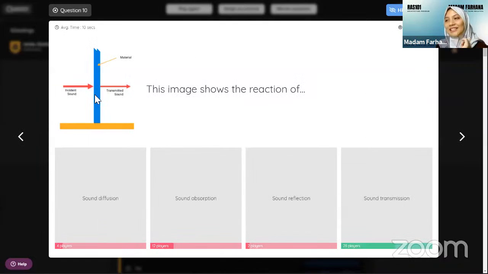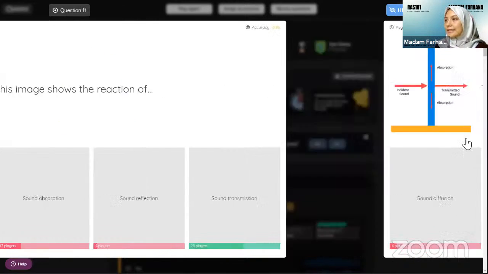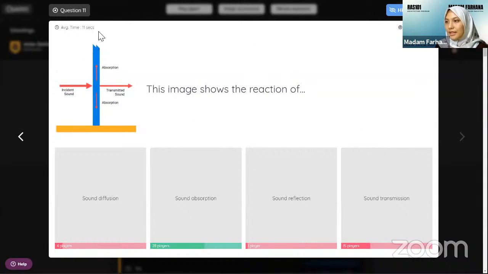This one also, the answer is already there. So this is sound transmission. This is not sound absorption yet. This is sound absorption. Okay, because actually this one, you will get the answer if you actually pay attention to the video. So that's all for the quiz. Do you have any questions?